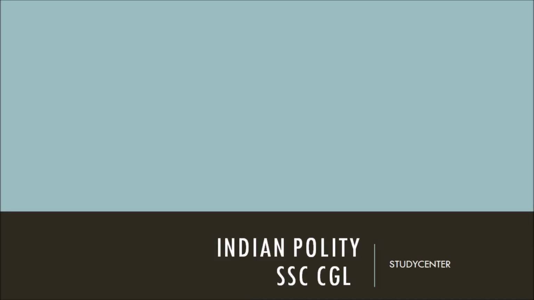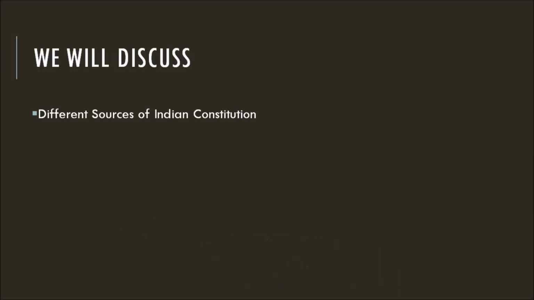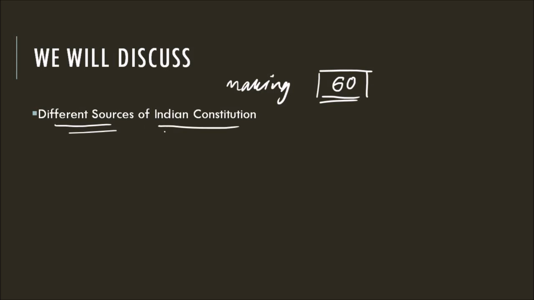We are discussing Indian polity for SSC CGL and this is session 5. In the previous session we had a discussion about the making of the constitution, where we discussed that our constitution makers had gone through the constitutions of 60 different countries before drafting the constitution of India. So in this session we'll be discussing what the different sources of the Indian constitution are, and from which country or from which act those are borrowed.